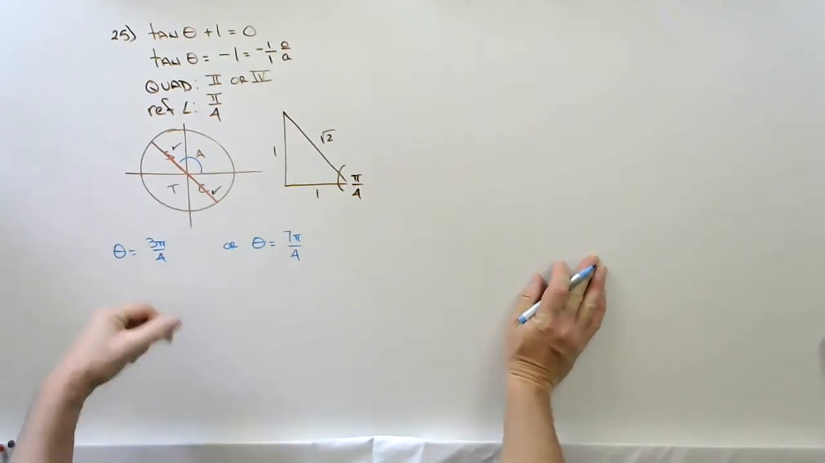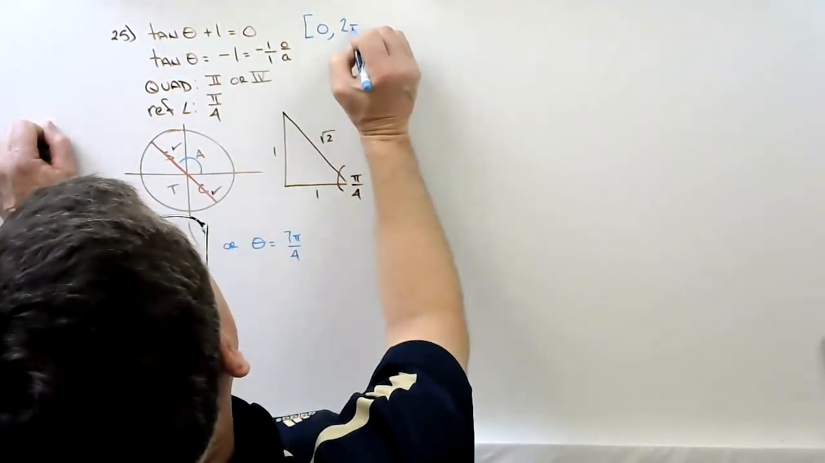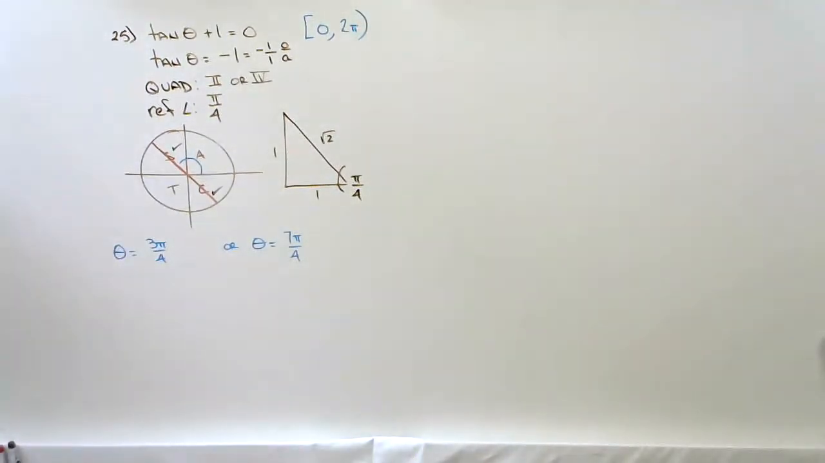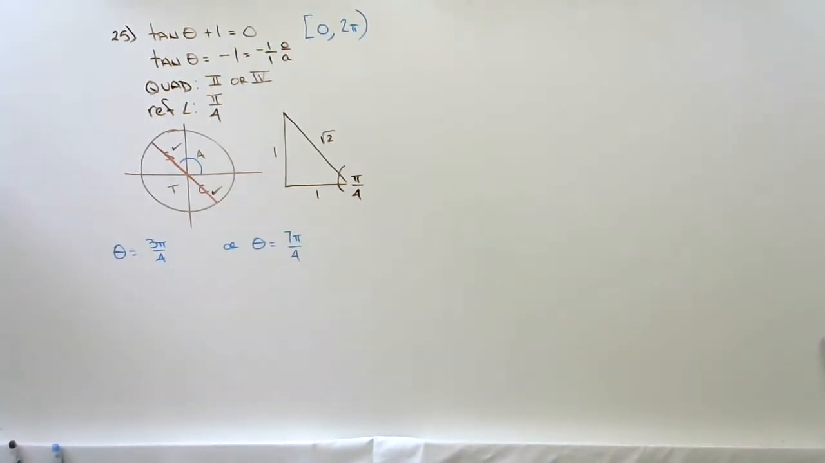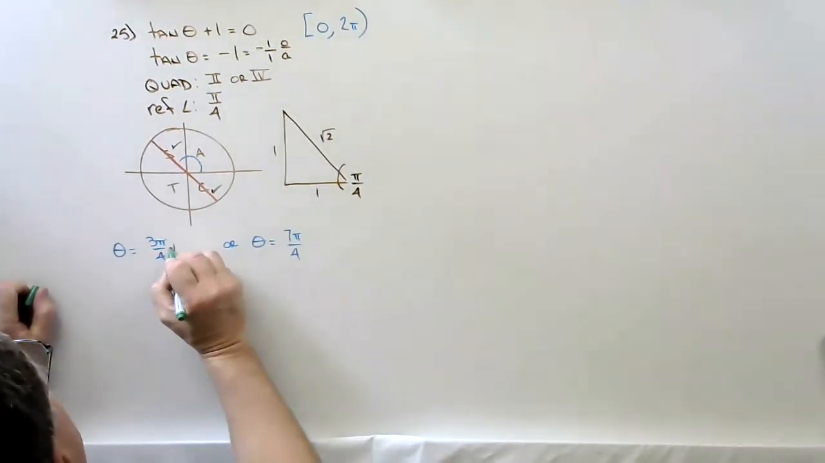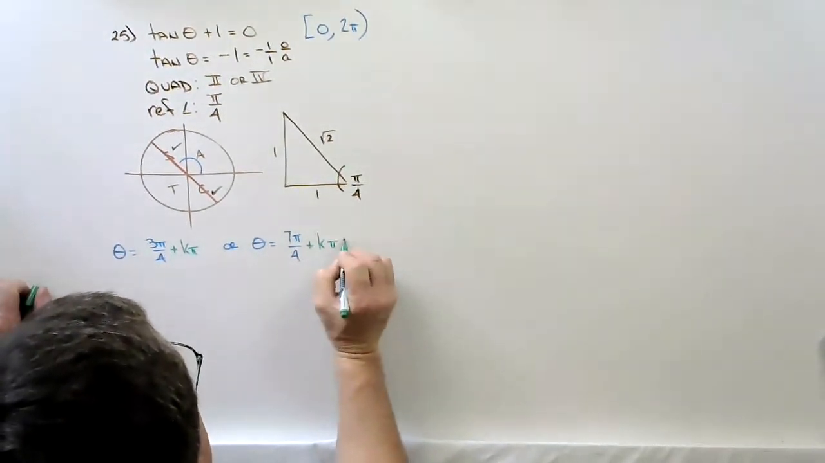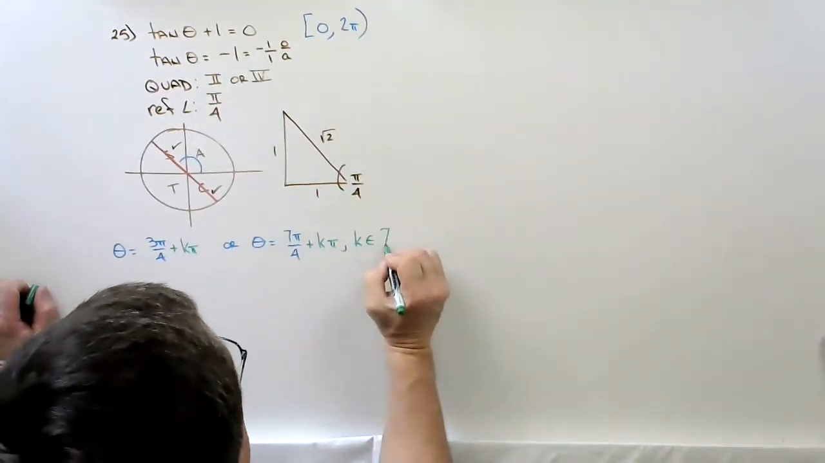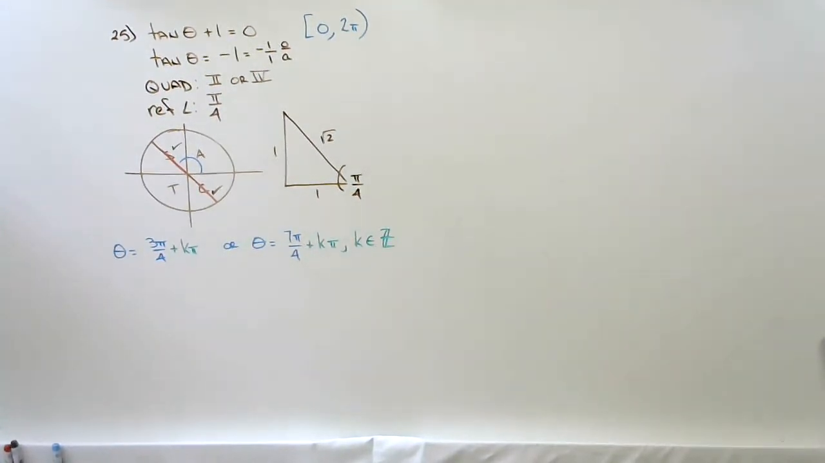Now, because in this problem they asked us only to solve between 0 and 2 pi, only one revolution, we are done. If they had said, find the general solution, which means all of the solutions, then we would have attached k pi here. We would have told them k is an integer. And that would solve for all solutions to the equation tangent theta plus 1 equals 0.